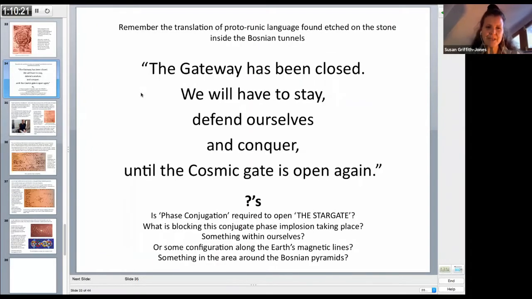Now remember the translation of the Proto-Runic language found etched on the stone inside the Bosnian tunnels.